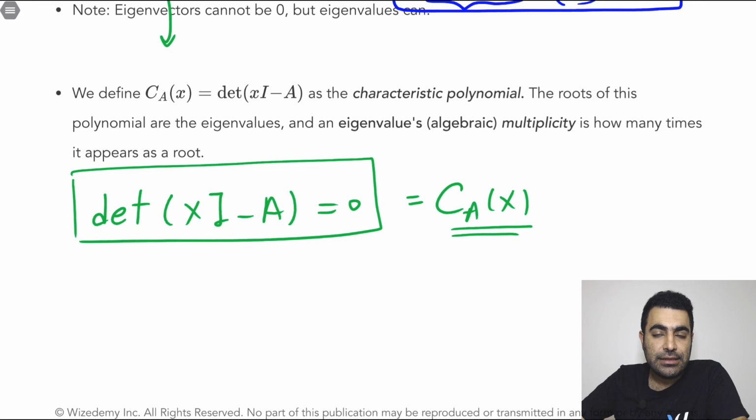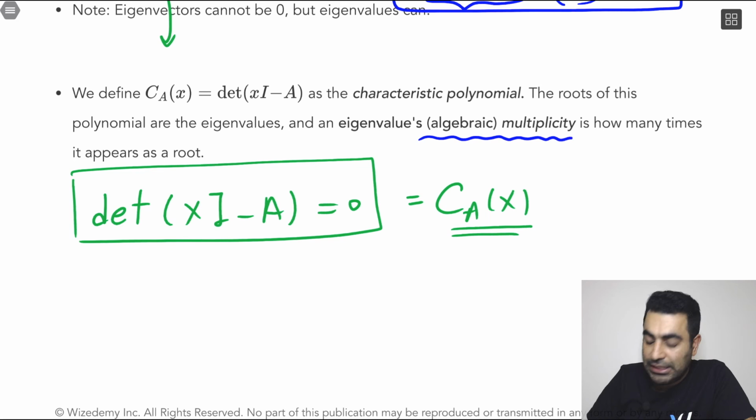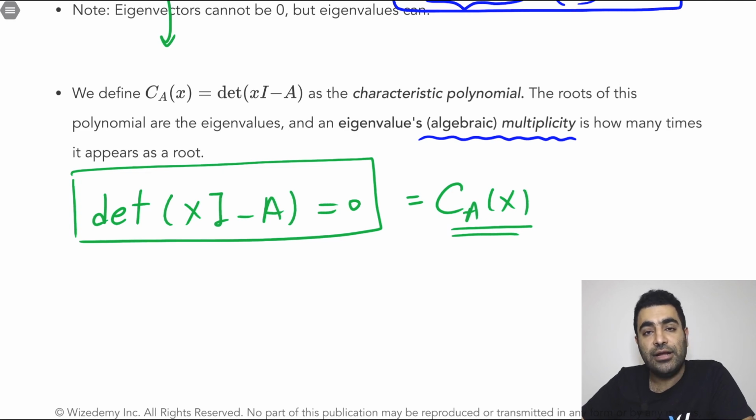We can have the same eigenvalue repeating more than once as a solution of such a characteristic polynomial. So we call the number of times a single lambda appears as a root of the characteristic polynomial the algebraic multiplicity of that eigenvalue. For example, if all the lambdas are distinct, in that case each lambda appears with algebraic multiplicity of 1. However, if for example lambda equal to 2 appears twice as a root of such an equation, in that case the algebraic multiplicity of lambda equal to 2 would be equal to 2 because it appears twice.